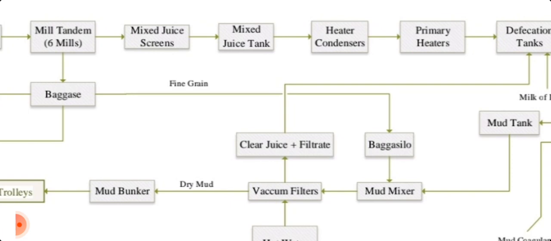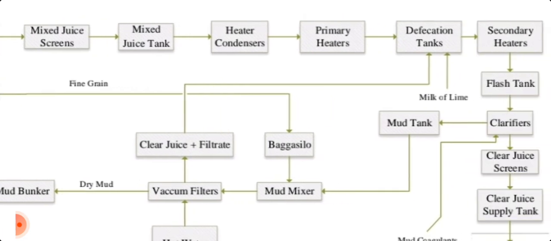Currently the temperature of the juice is 25 degrees centigrade. When it passes through the heater condenser, it will go to, I think, 40 to 45. It depends on the condensers, which type of condensers, and how much vapor it will be using.